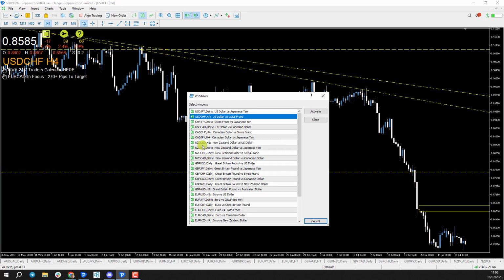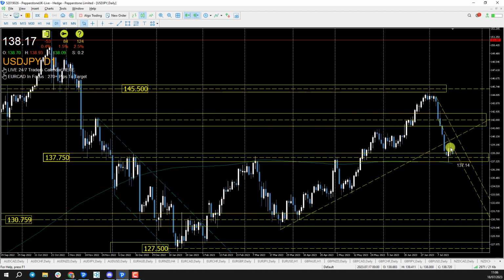Right, finishing on dollar yen then. So we did say we'd talk about the yen. Downside still looks pretty good. However, we are resting now at the 137.75 and the daily 200 moving average.